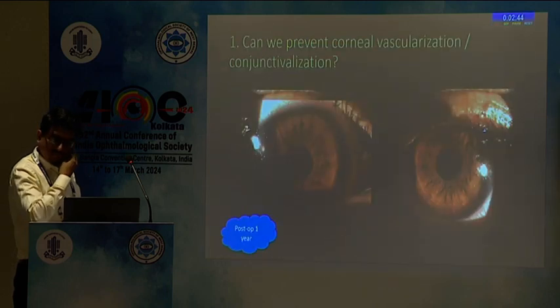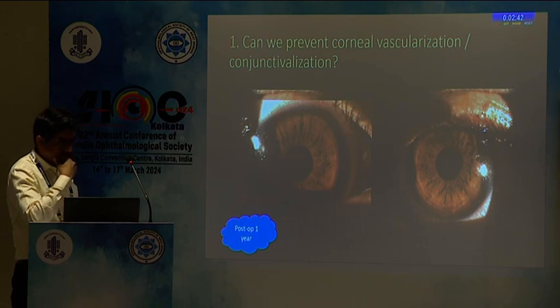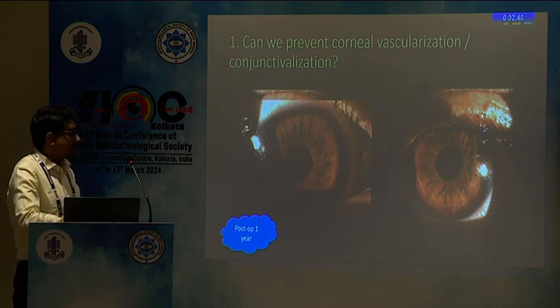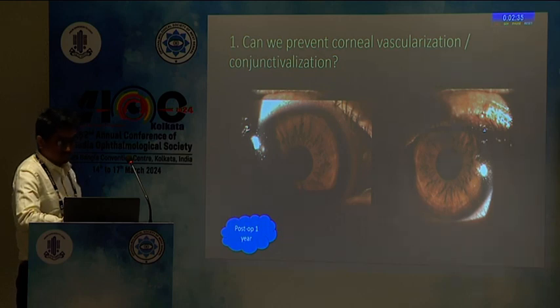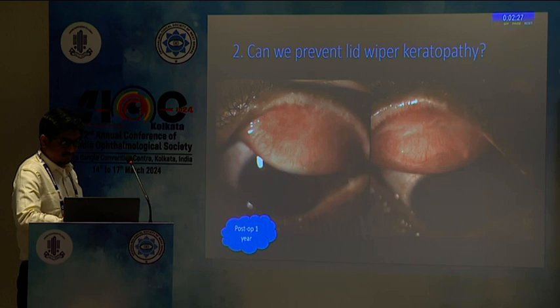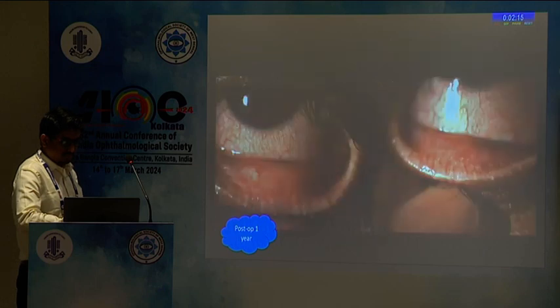So the question arises, how can this prevent corneal vascularization? This is the clinical picture of the same patient 1 year post-operatively, wherein we can see that the cornea is clear. That means the limbal stem cell damage can be mitigated by doing amniotic membrane transplantation in the early stage. The exuberant inflammation can result in lid hyperkeratopathy, and this can also be prevented by doing amniotic membrane transplantation in the acute stage of Stevens-Johnson syndrome. These are the clinical pictures where we can see that there is no lid hyperkeratopathy.